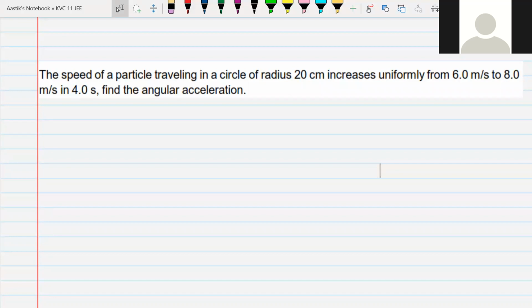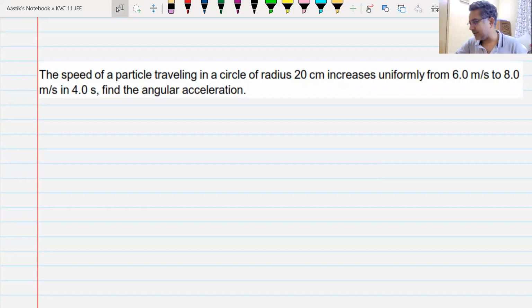Okay, so this is the first question that we are dealing with. The question is pretty simple. The speed of a particle traveling in a circle of radius 20 centimeters increases uniformly from 6 meter per second to 8 meter per second in 4 seconds. So find the angular acceleration.